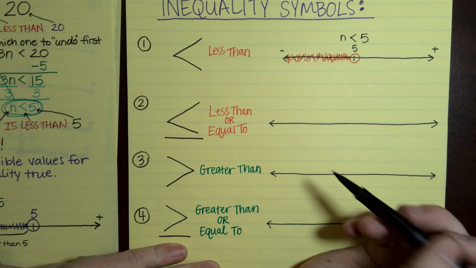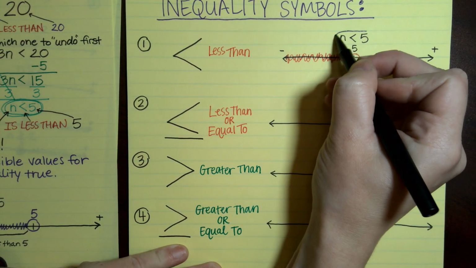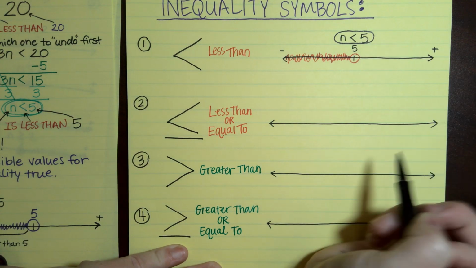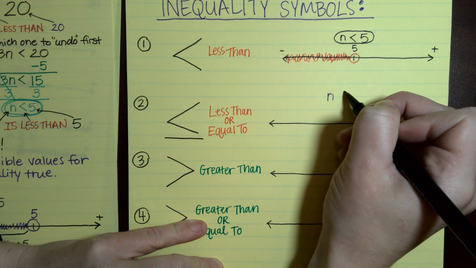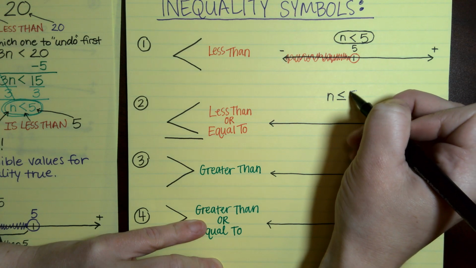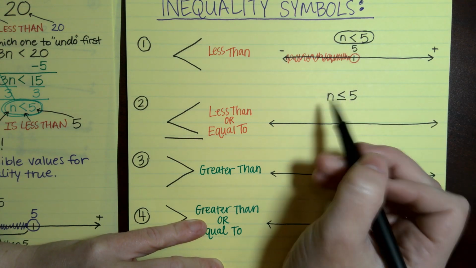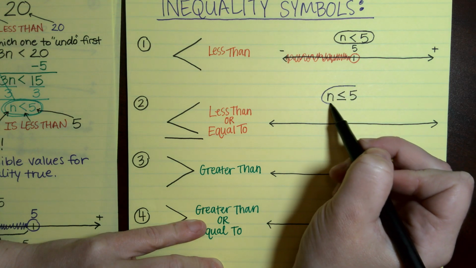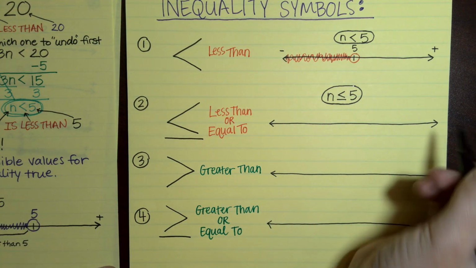All right, so now let's look at number 2. Just like we said, now we're not going to write N is less than 5, and I'm going to circle each of those. I'm going to write N is less than or equal to 5. This is completely different from this. These are two different statements here. So we graph them differently too.